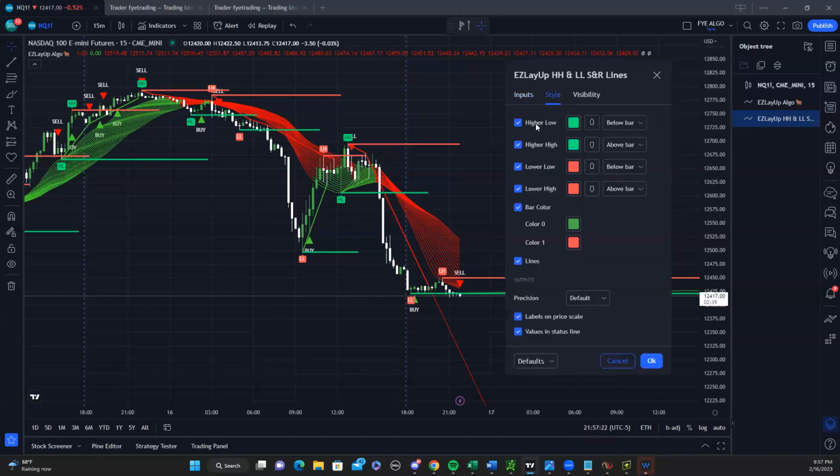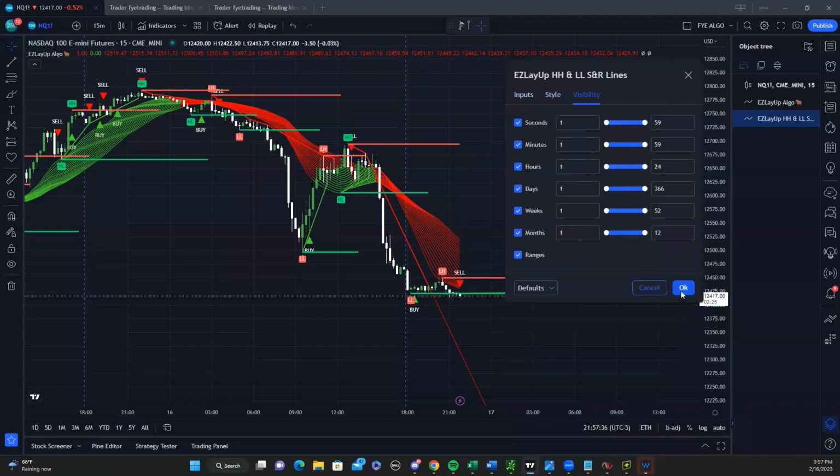If you don't want to have these higher highs and lower highs and all those things on, you can just turn that off here. Otherwise, you can keep it on there. You can also change the symbol and how it looks. And I don't do anything else with visibility.